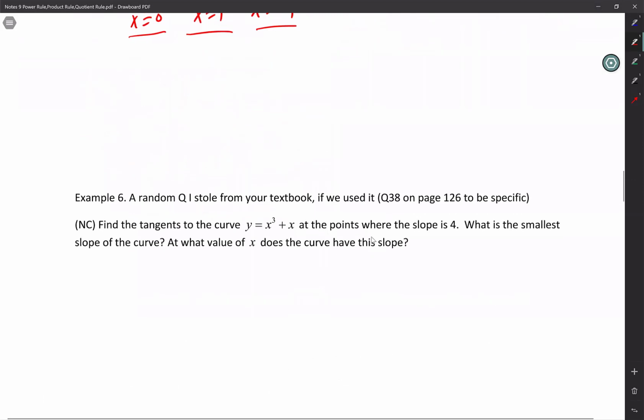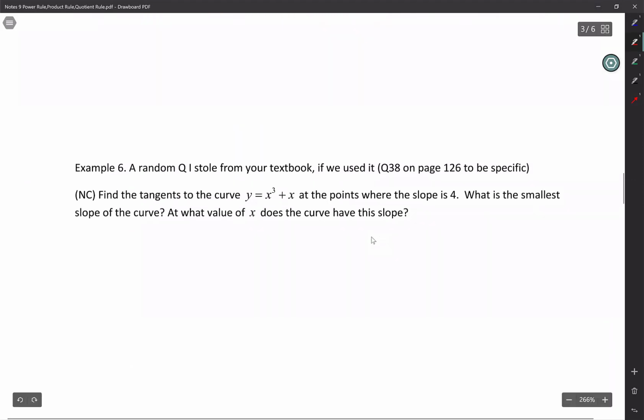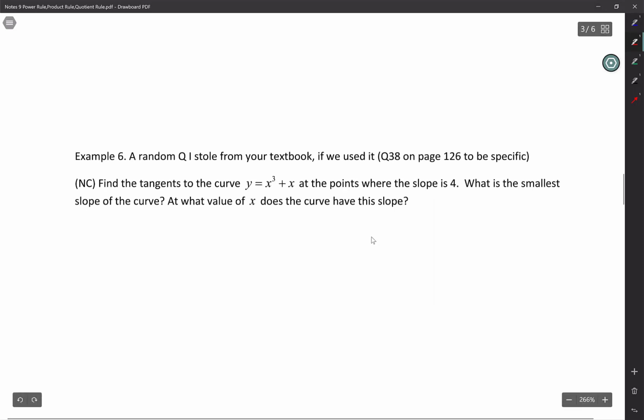I think we can do this one. Question 6. A random question I stole from your textbook, if we use textbooks. Find the tangents to the curve y equals x cubed plus x at the points where the slope is 4. What is the smallest slope of the curve? And at what values of x does the curve have this slope?